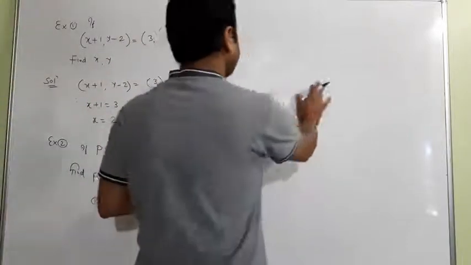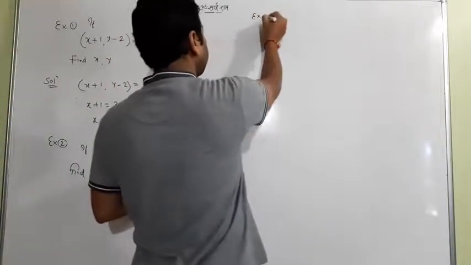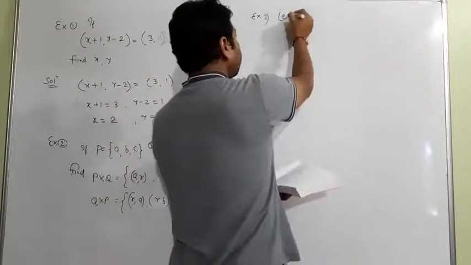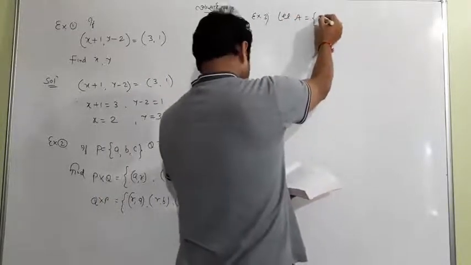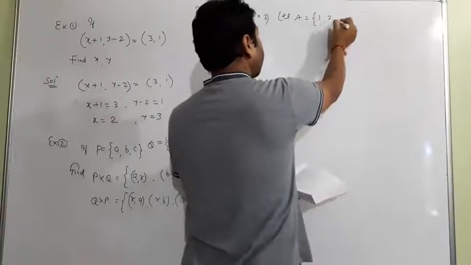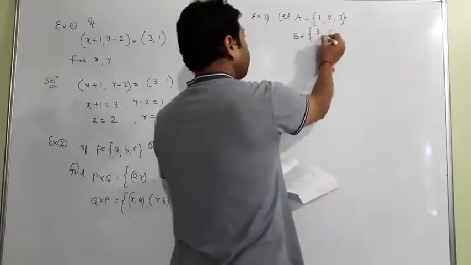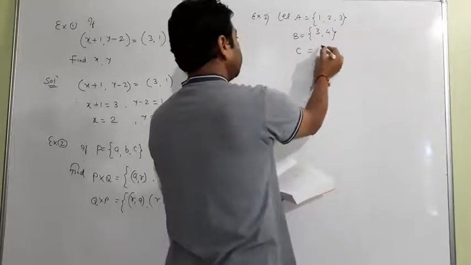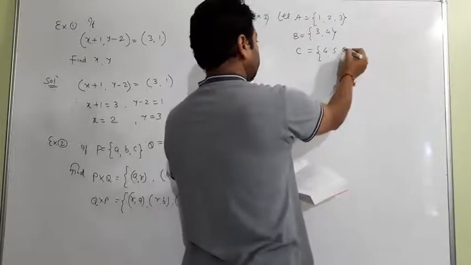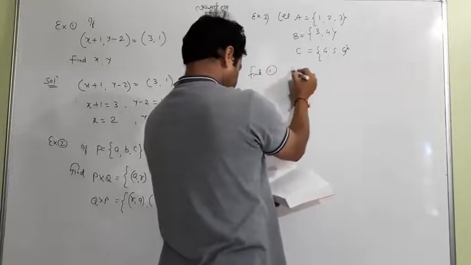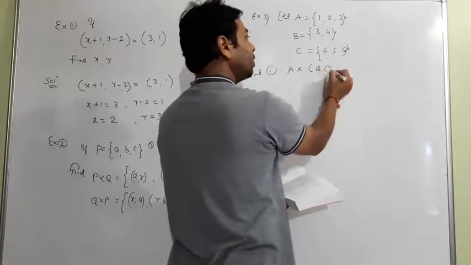Let me put one more example. Example number 3, what does it say? Let A have 3 elements 1, 2, 3, B is 3, 4, and C is 4, 5, 6. Only one question I am telling you: find A cross B intersection C.